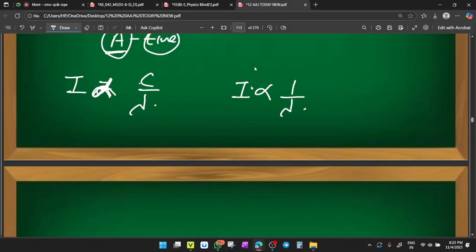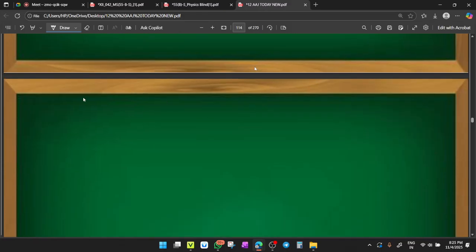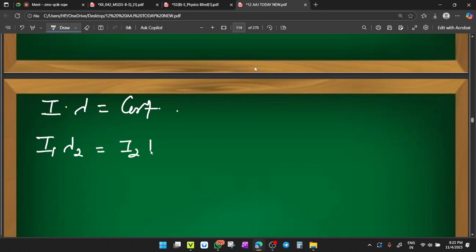So you can say I is inversely proportional to lambda, so I into lambda becomes constant. I into lambda becomes constant. Clear or not? Which means I1 lambda 1 equals I2 lambda 2.